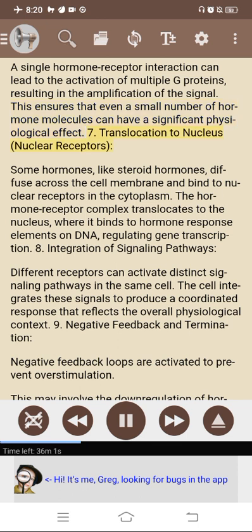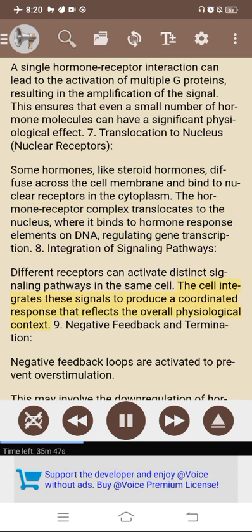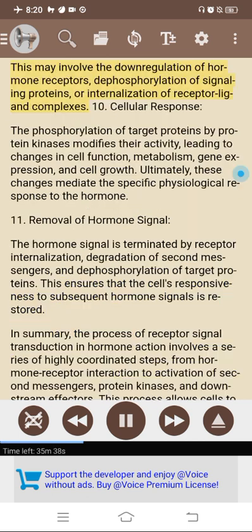7. Translocation to nuclear receptors. Some hormones, like steroid hormones, diffuse across the cell membrane and bind to nuclear receptors in the cytoplasm. The hormone receptor complex translocates to the nucleus, where it binds to hormone response elements on DNA, regulating gene transcription. 8. Integration of signaling pathways. Different receptors can activate distinct signaling pathways in the same cell. The cell integrates these signals to produce a coordinated response that reflects the overall physiological context. 9. Negative feedback and termination. Negative feedback loops are activated to prevent overstimulation. This may involve the downregulation of hormone receptors, dephosphorylation of signaling proteins, or internalization of receptor-ligand complexes.